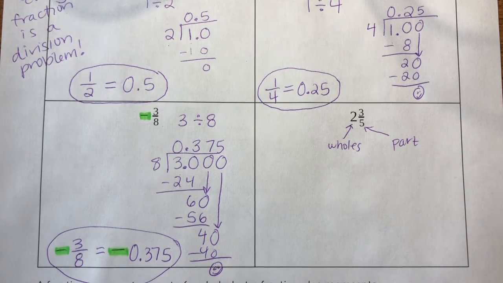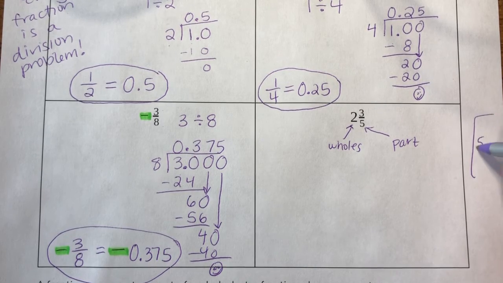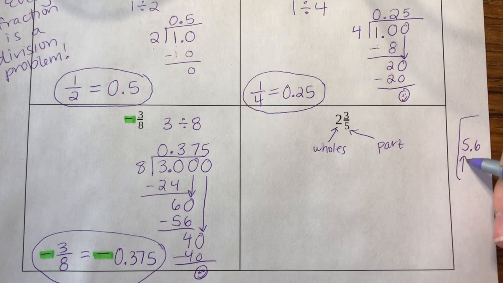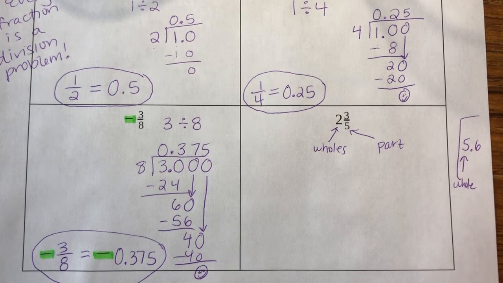When I'm dealing with decimals, it's kind of the same. If you have a number in front of a decimal, so say our number was, side note, 5.6, it works the same way. The number in front is the whole, so I have 5 wholes, and then I have 0.6 more. That's the part of the whole I have left.